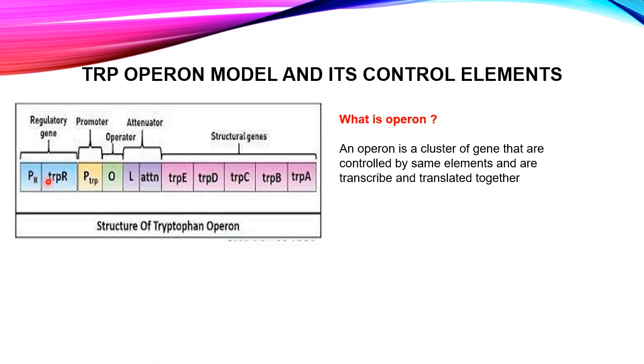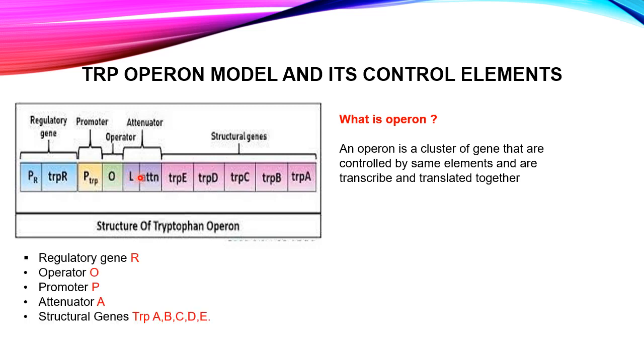Okay, this is a regulatory gene. It is usually represented as R. This is a promoter region. This is an operator region. This is an attenuator region. And these are the 5 structural genes, that is trp A, B, C, D, E. All these genes, especially these 5 genes, help in the synthesis of the enzymes which are involved in the biosynthesis of the tryptophan.